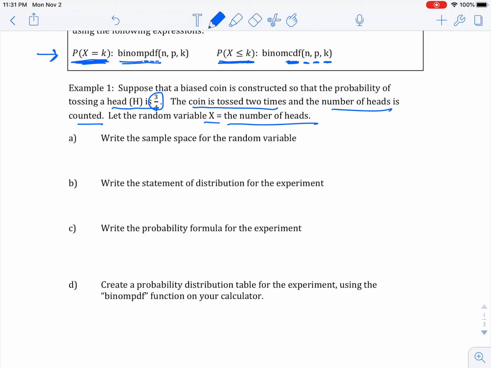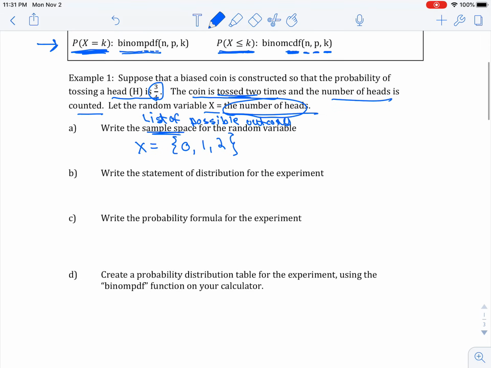So the first thing you're asked to do is to write the sample space for the random variable. So the sample space, remember, is what are the possible outcomes. If x is counting the number of heads and I'm tossing the coin twice, then I might get 0 heads, or I might get 1 head, or I might get 2 heads. So that's our sample space, the list of possible outcomes. Okay, that is what we mean by sample space.